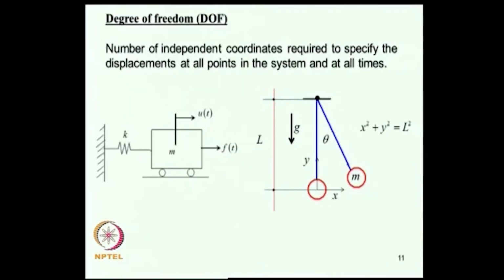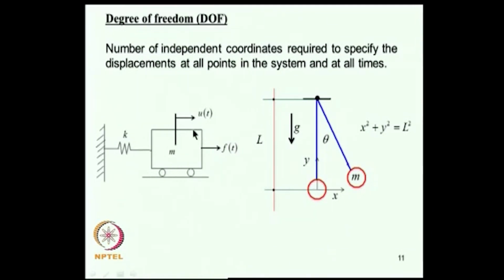Now, the first technical term that we talk about in structural dynamics is the degree of freedom. So, degree of freedom is a number of independent coordinates required to specify the displacement at all points in the system and at all times. So, it can quickly be understood if you consider now a point mass connected to a support like this through a spring, and this is made to oscillate in this plane, and the only degree of freedom is u of t. That means, at any time t, if I know u of t, I would know where this mass is. Therefore, this is a 1 degree freedom system.